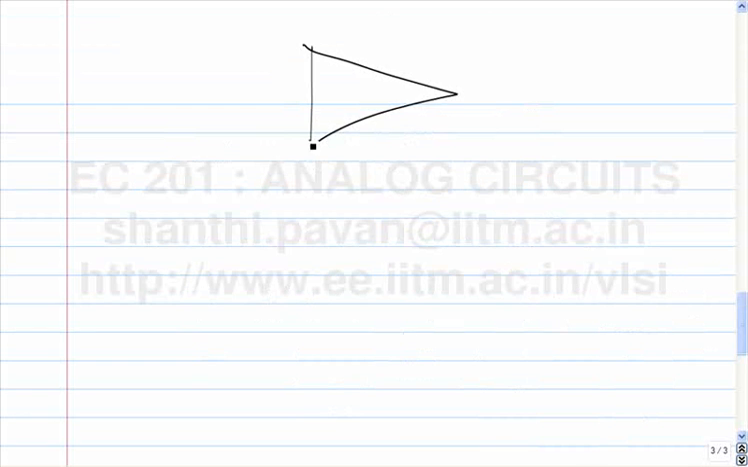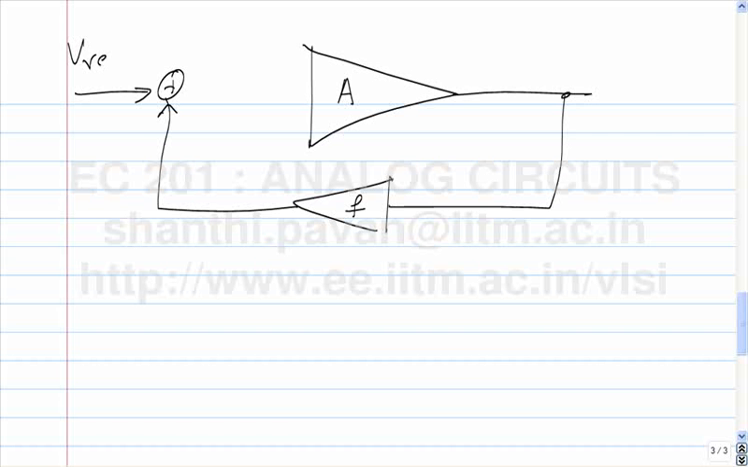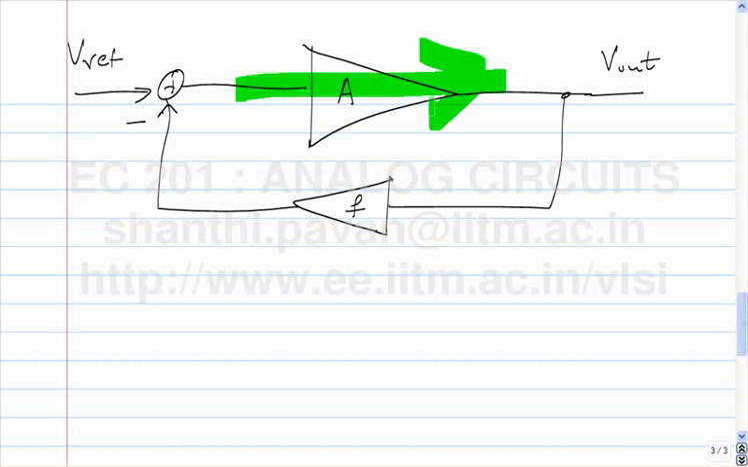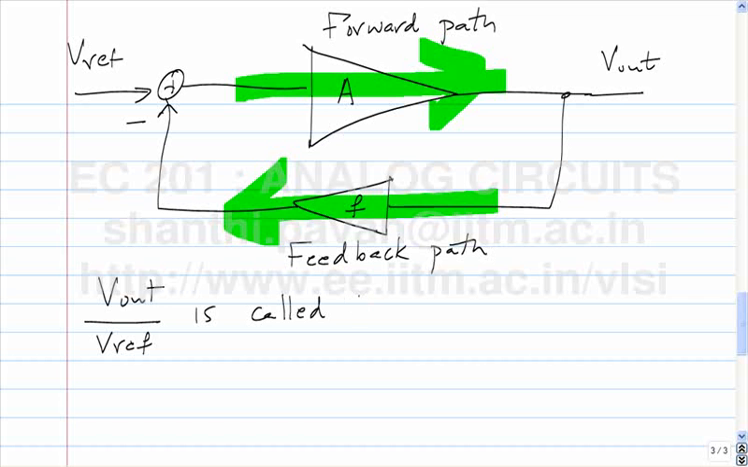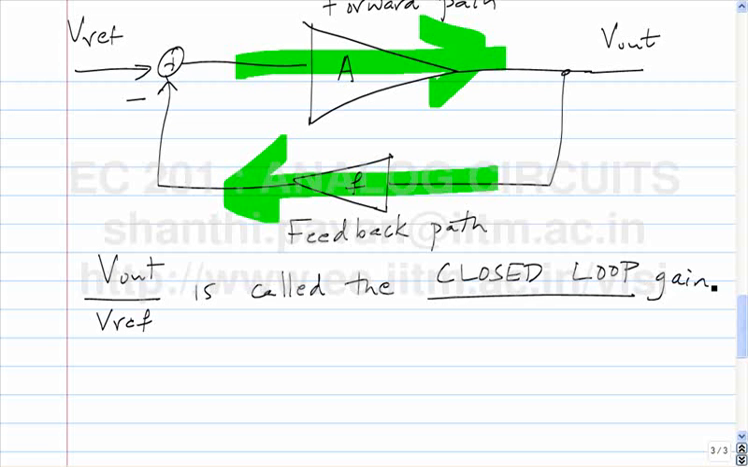In other words, this is A, this is F, this is V ref, subtraction, this is V out. So this in feedback parlance is called the forward path, this is called the feedback path, and V out by V ref is called the closed loop gain.